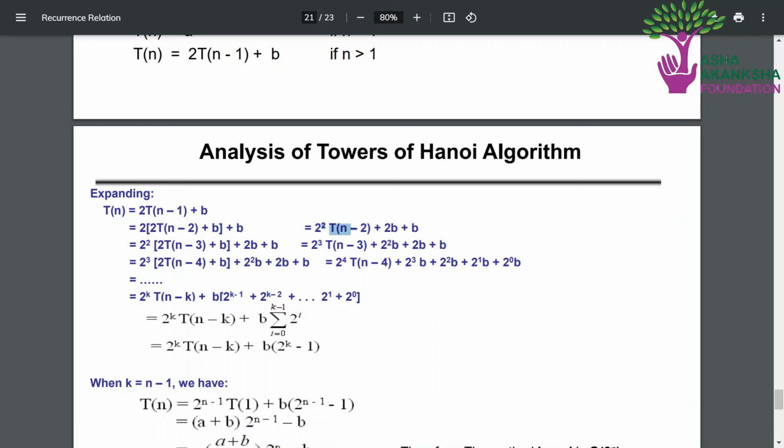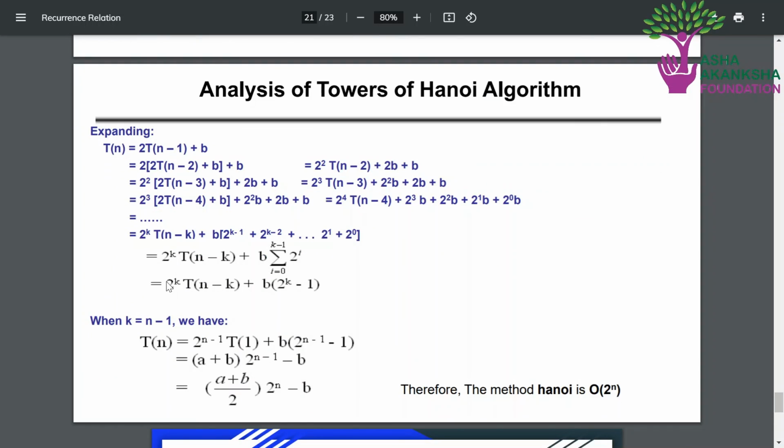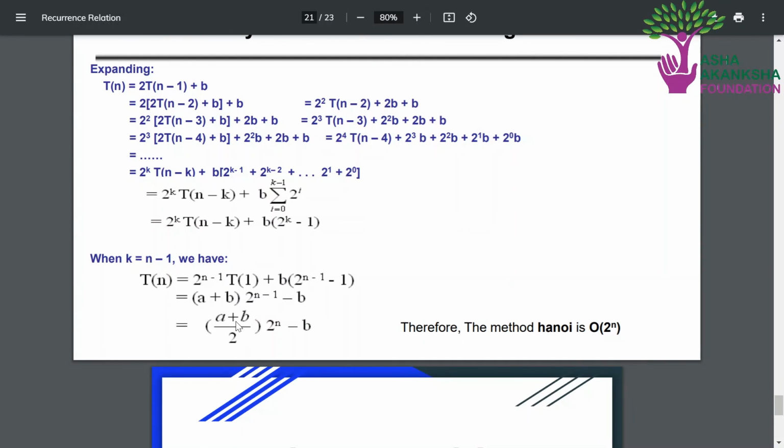So finally we'll get something like 2 to the power of k T of n minus k plus b, something like this. We can express this in terms of this also. So after putting the boundary condition that k is equal to n minus 1, we have T of n is equal to 2 to the power n minus 1 into T of 1 plus b times 2 to the power n minus 1 minus 1. So in the end we get something like this: a plus b by 2 into 2 to the power of n minus b. So we can easily say that this is order of 2 to the power n. So we say that the time complexity of the Tower of Hanoi problem is 2 to the power of n.